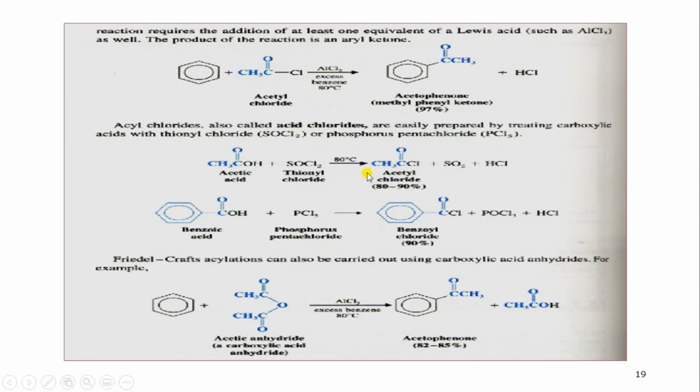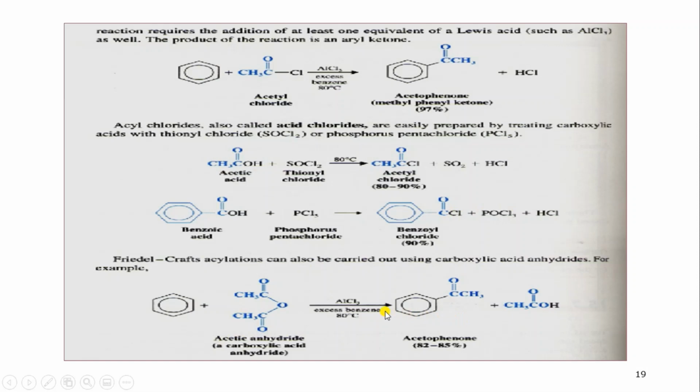How to do that? For instance, we treat the acetic acid with thionyl chloride or phosphorus pentachloride. Both of these reagents can easily change the acetic acid into acetyl chloride, right? PCl3 has the same reaction. This changes the acetic acid into the acetyl halide. Once we have this acetyl halide, it can easily be attacked by the benzene ring to produce the respective acetyl group.